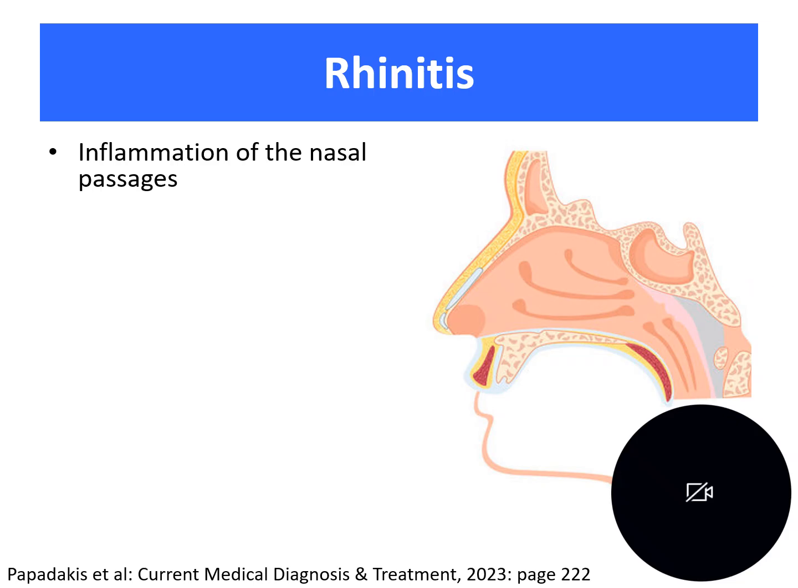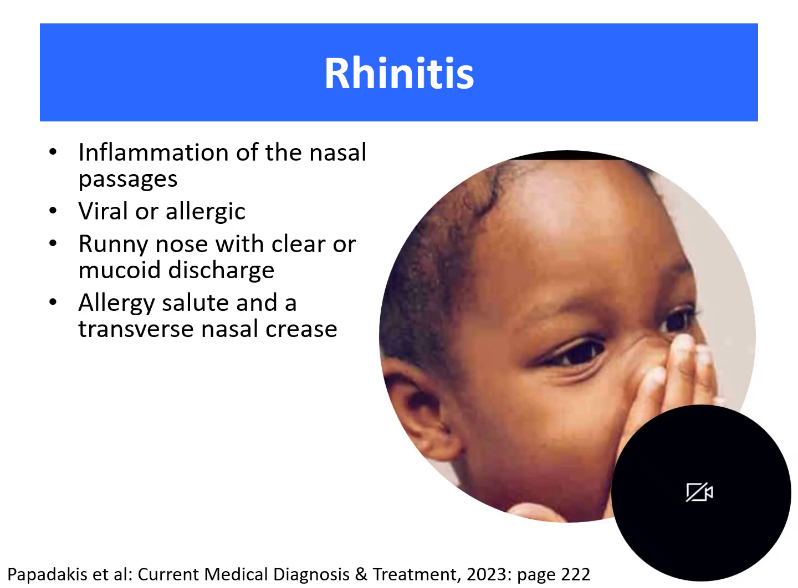Rhinitis means inflammation of the nasal passages, the lining of the nasal passages. It could be viral or it could be allergic in nature. The classic presentation is a runny nose with a clear or mucoid discharge. If the child, and it's usually a child, is actually having rhinitis in your office, you may actually see them doing this, taking the palmar aspect of their fingers and pushing it up like that.